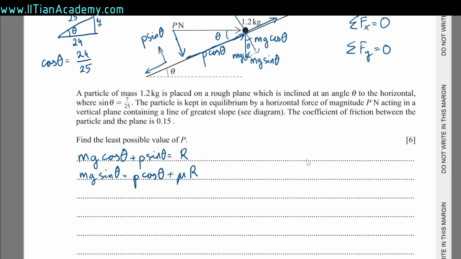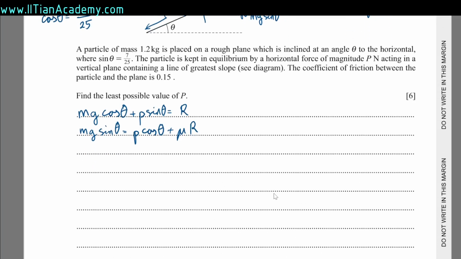And then we just need to, for example, here, this equation in terms of R, we can just plug this equation for R in here as it's an unknown. So we can say mg sine theta is equal to P cosine theta plus mu times R, so mu times mg cosine theta plus P sine theta. And well, now we can just plug everything in.